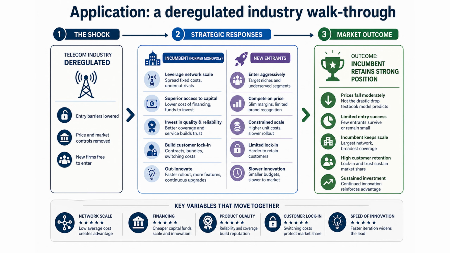Consider a hypothetical telecom industry that has just been deregulated. A textbook model would expect many new firms to enter, prices to fall, and the old monopoly to quickly lose control. But once we apply the logic from this lecture, the picture changes. Several variables move together at the same time: network scale, financing, product quality, customer lock-in, and the speed of innovation. Origins of the demand curve tells us why the industry cannot be reduced to one simple adjustment. Neoclassical micro-utility maximizing consumers, and the market demand curve explain why small changes can snowball, once several variables feed back on one another.